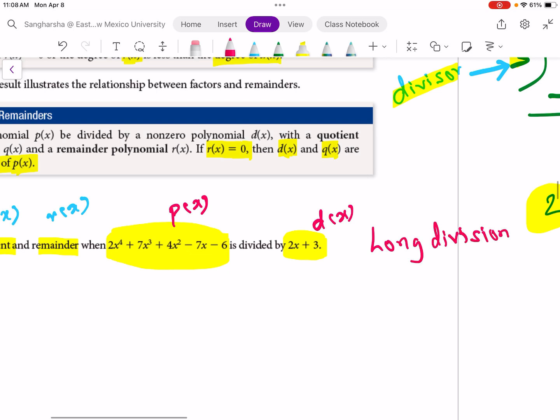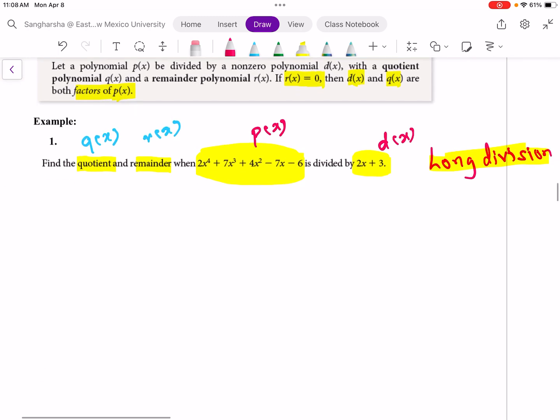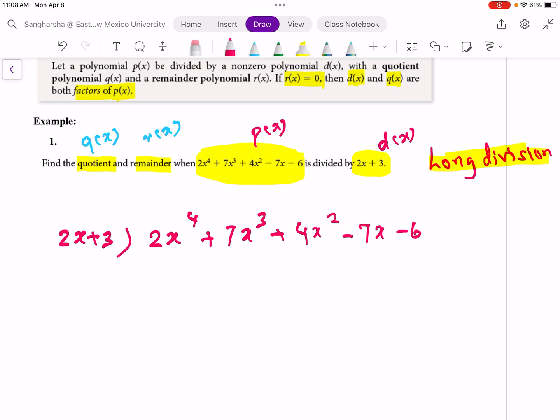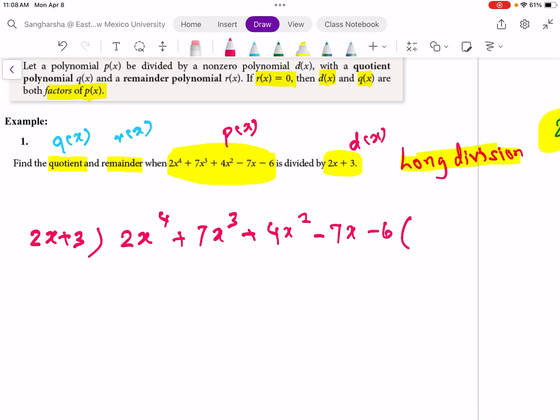So we will have two different methods. We will use the long division method, and in this method we write down our divisor. Our divisor is 2x plus 3, so we write down 2x plus 3. And we are dividing our polynomial function, which is 2x to the power 4 plus 7x cubed plus 4x squared minus 7x minus 6. You can write quotient here, and the remainder, that's what we need to find.